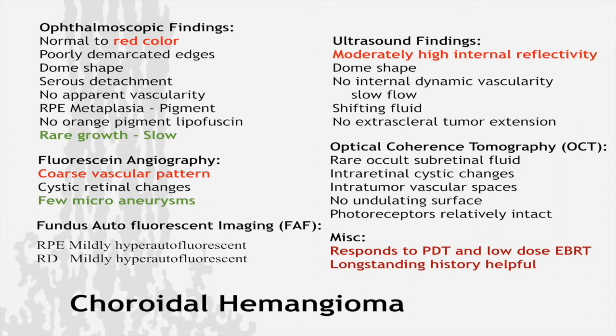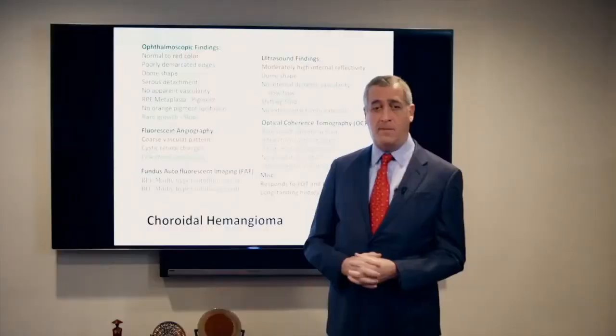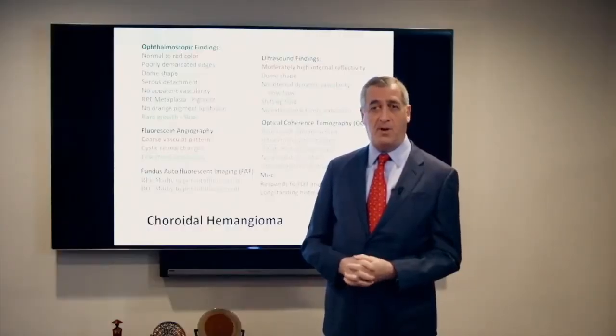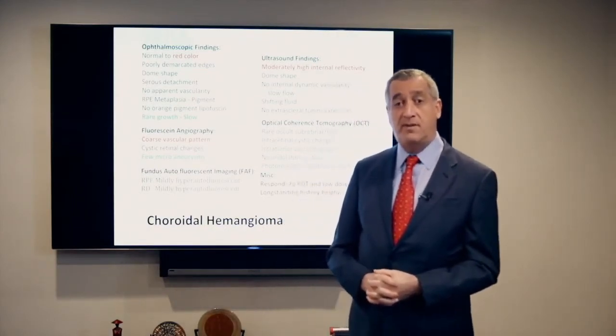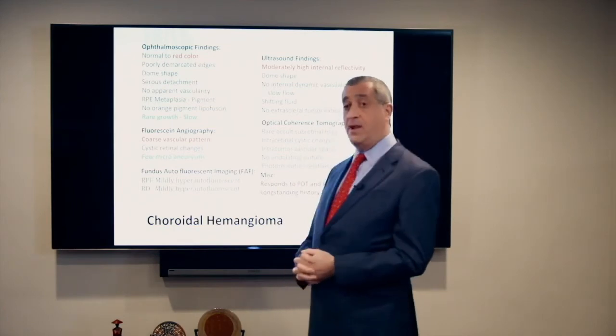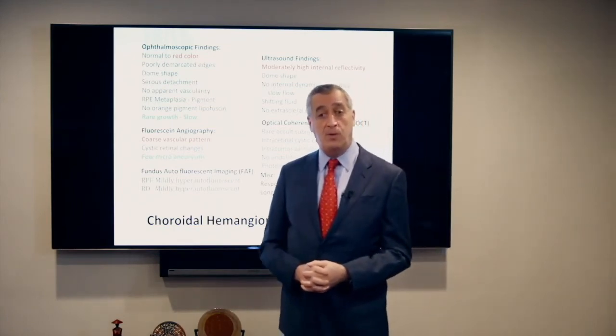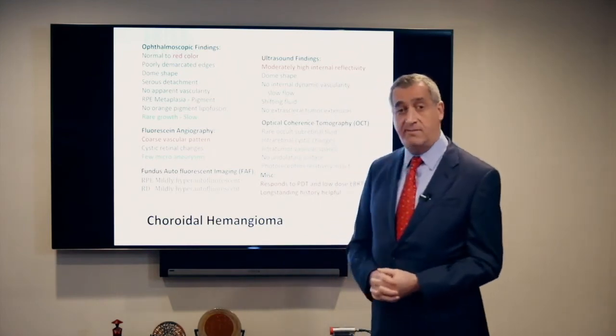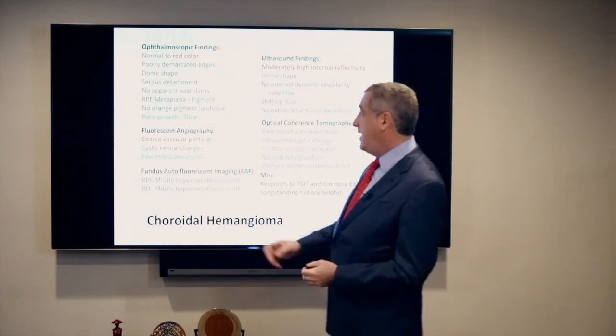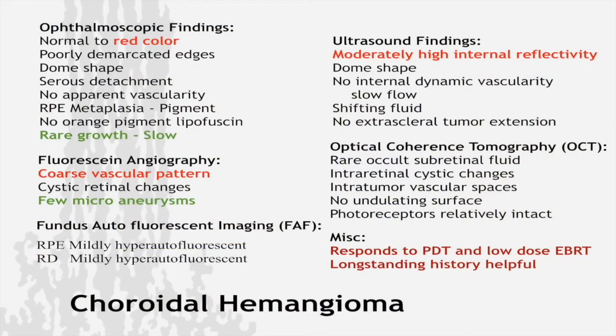They tend not to grow. I can't remember one hemangioma that I saw grow significantly over a 6-month period of time. On the other hand, oftentimes the patient will come in with a history of hemangioma, which is quite helpful in differentiating it from anything else. It has a very unique fluorescein pattern, which is really quite helpful, called a coarse vascular pattern. And it can have a few microaneurysms like we saw with melanomas and metastatic disease, but nothing like those two.